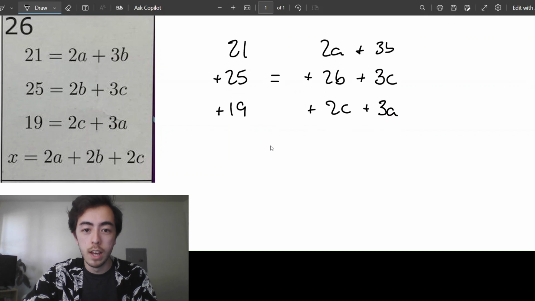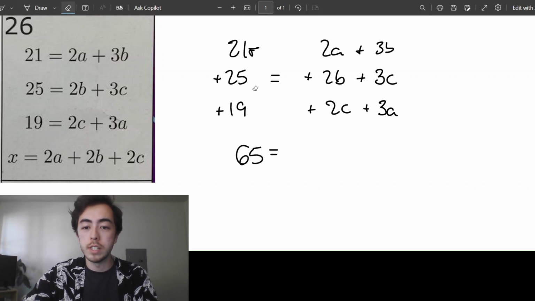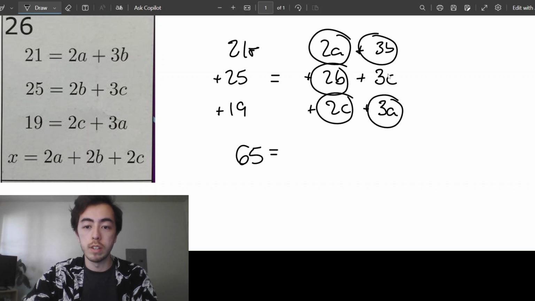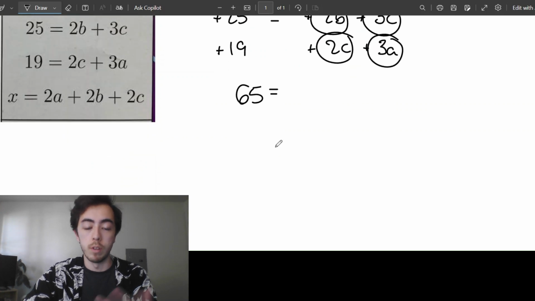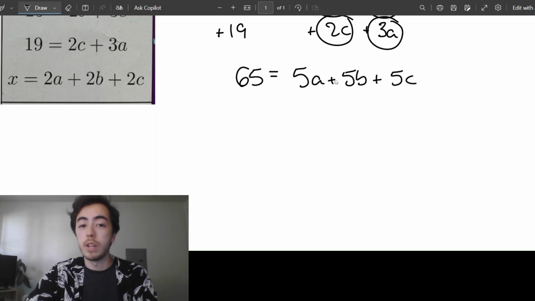On the left-hand side, I have 1, 2, 3, 4, 5 tens, plus this one makes 6 tens, or 60, and then plus this 5 makes 65. And then on the right side, I think I just have 5A, 5B, and 5C, because we have 2A, 3A, 2B, 3B, and then finally 2C and 3C. So adding up all of those terms together, we get 5A plus 5B plus 5C. So we're getting somewhere.